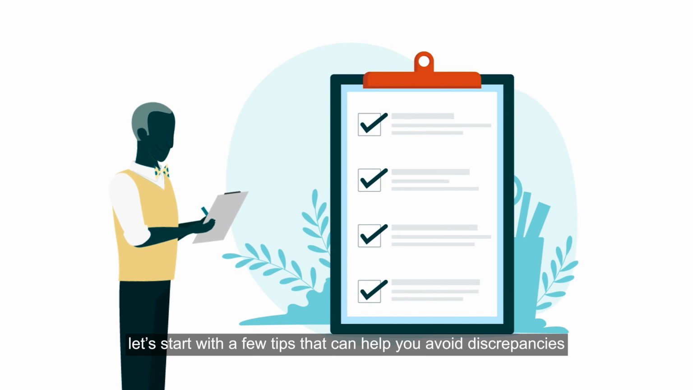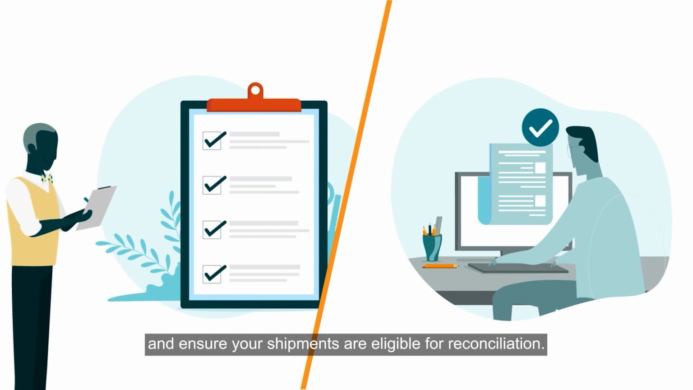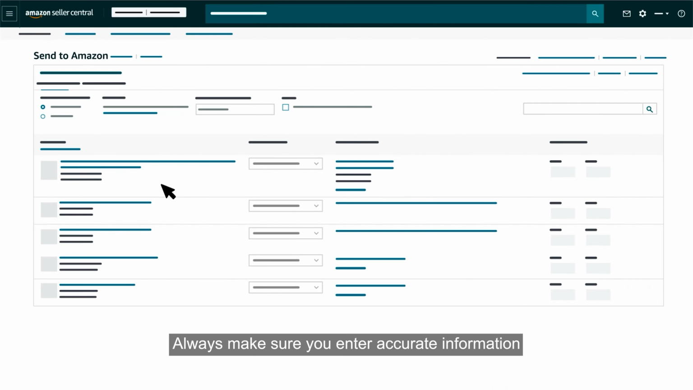But first, let's start with a few tips that can help you avoid discrepancies and ensure your shipments are eligible for reconciliation. Always make sure you enter accurate information each time you create an FBA shipment. Be careful when entering the number of units per box, box dimensions and weight, and the number of boxes in your shipment, as any errors can create discrepancies and delay receiving at the fulfillment center.